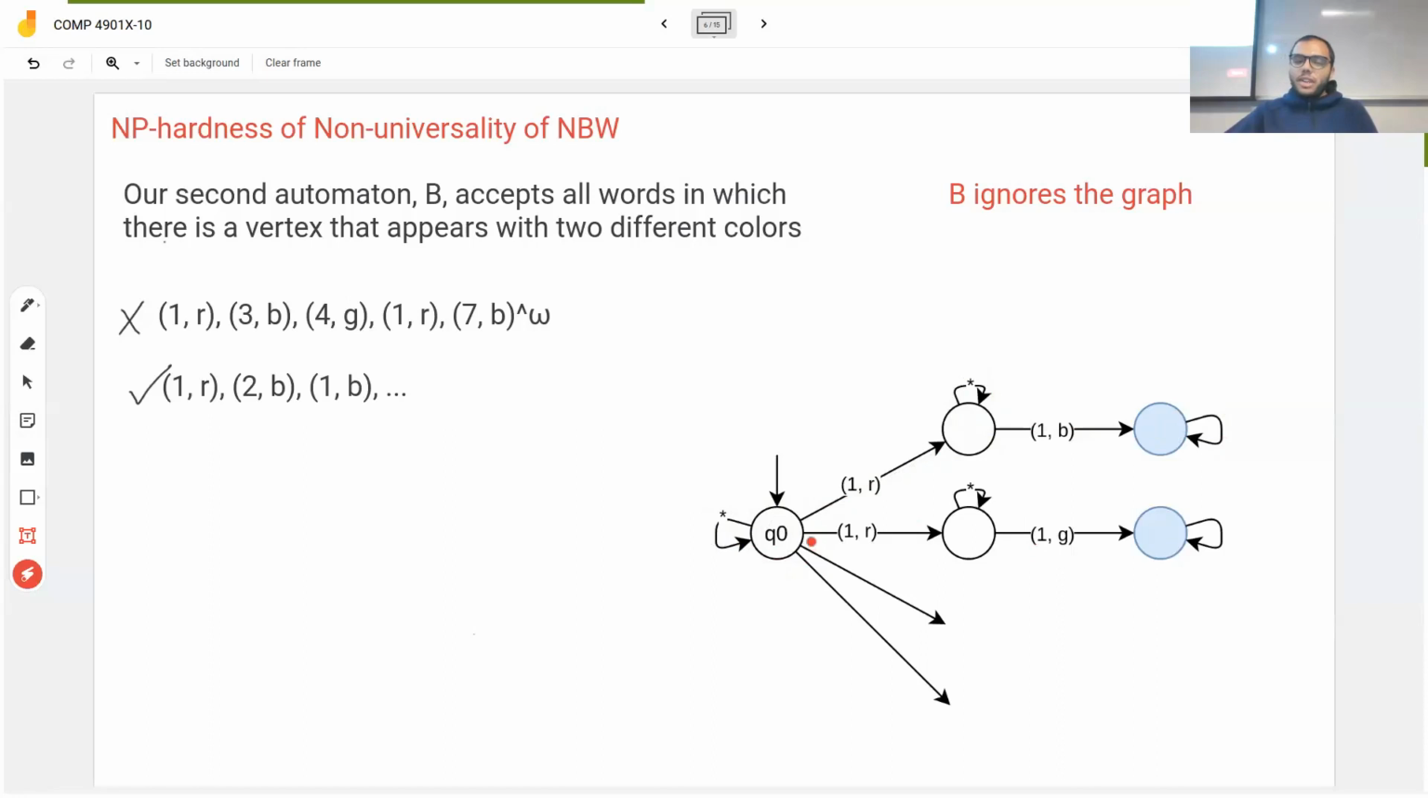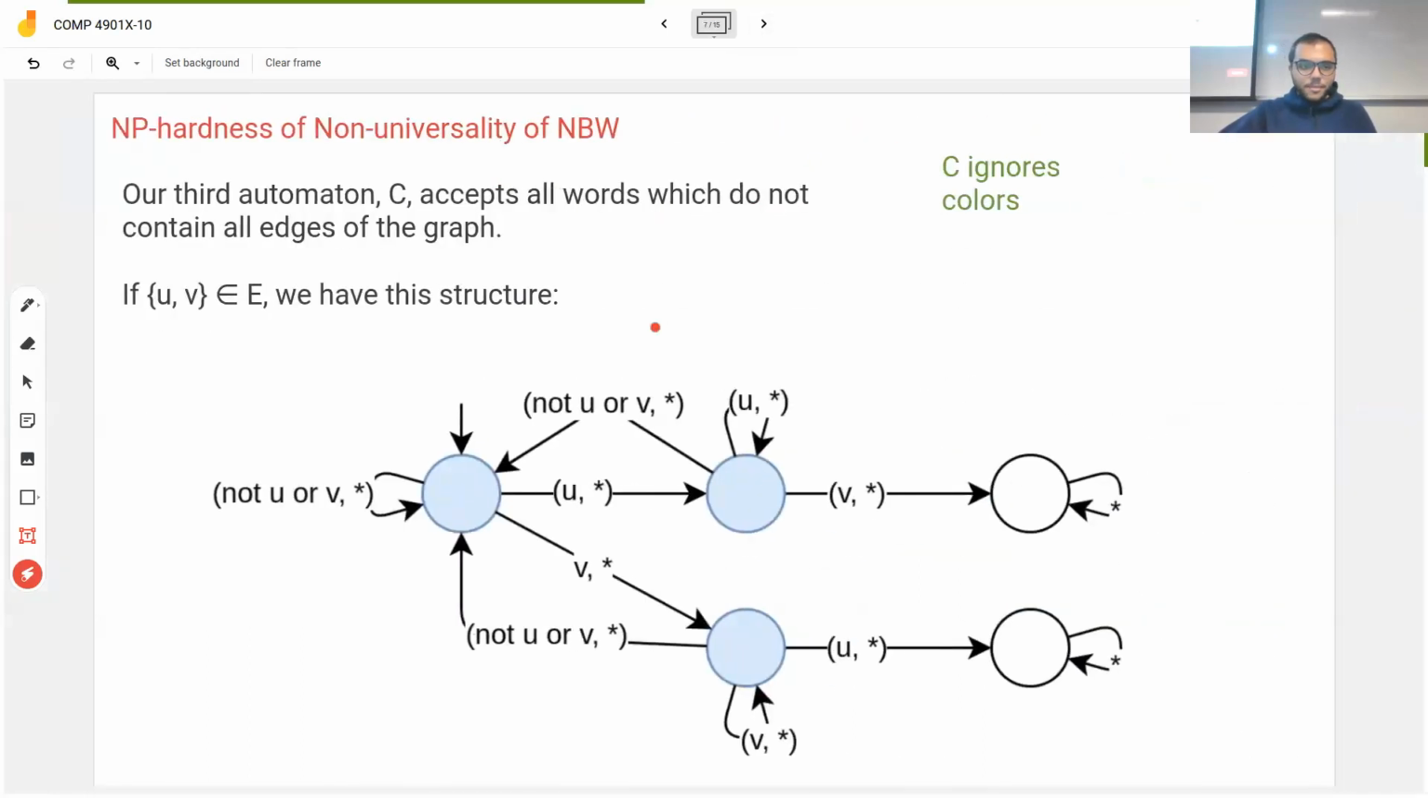So if anywhere in my sequence I see 1R and later on I see 1B, this automaton will accept it because it will see this state infinitely many times. And then I do the same thing for 1R and 1G, and then 1B and 1R, and so on, for all of my vertices and all of my color combinations. So this makes sure that if I see the same vertex with 2 colors, I will definitely accept. Is this clear to everyone?